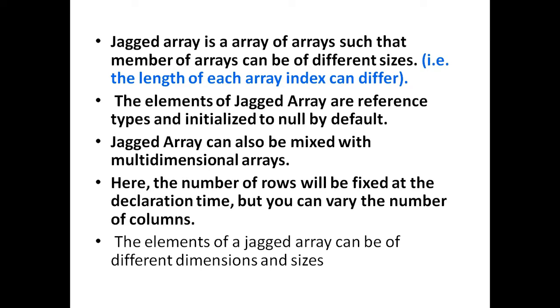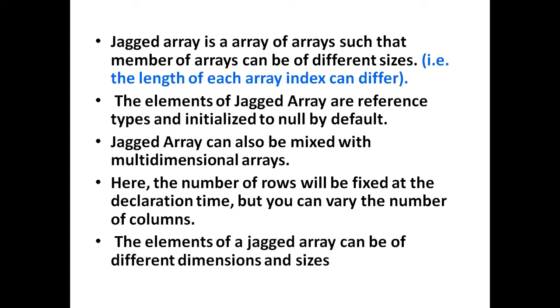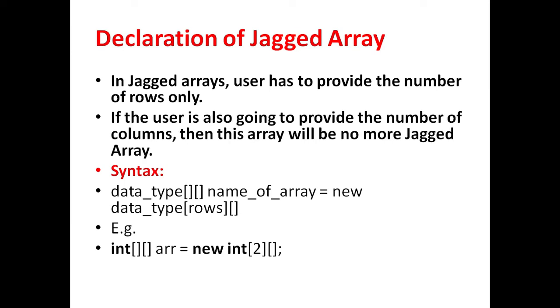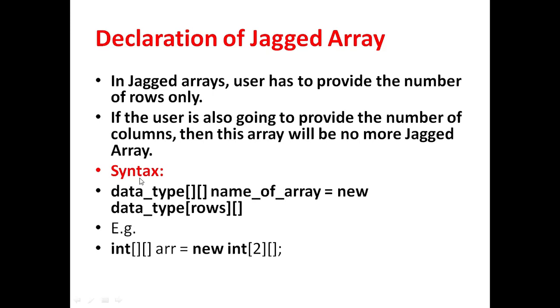Here the number of rows will be fixed at the declaration time, but you can vary the number of columns. The elements of jagged array can be of different dimensions and sizes. While declaring the jagged array, user has to provide the number of rows only. If the user is also going to provide the number of columns, then this array will be no more jagged array.